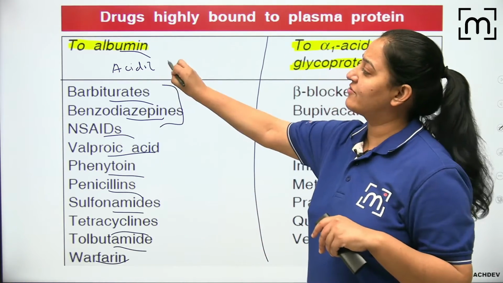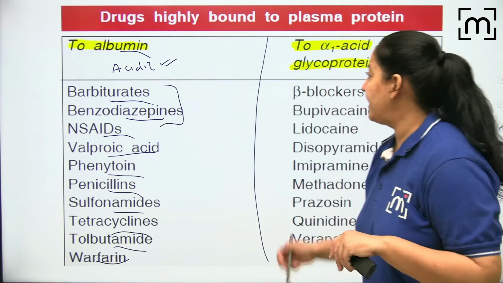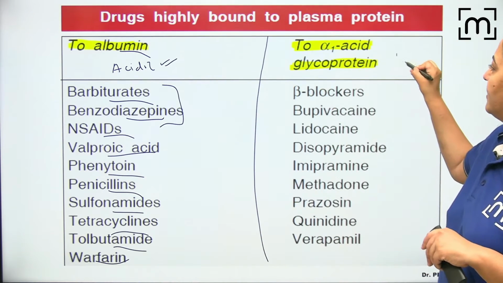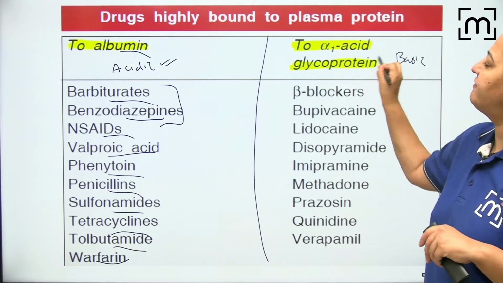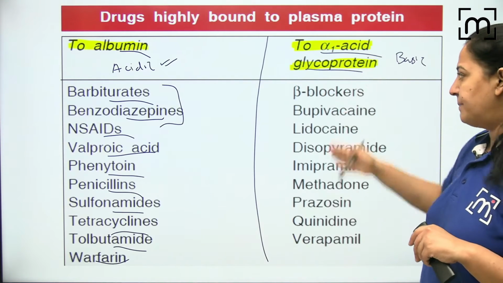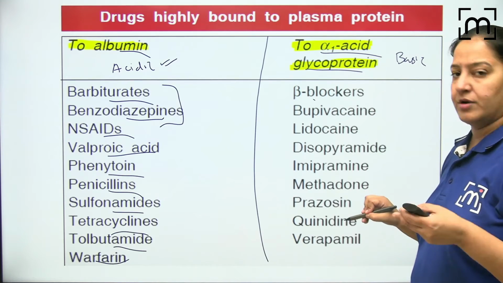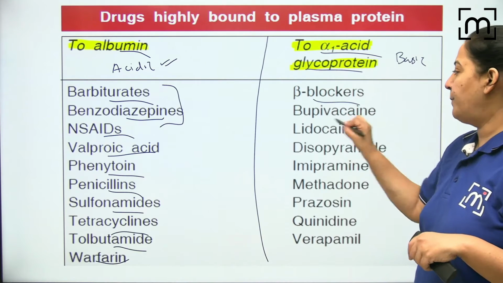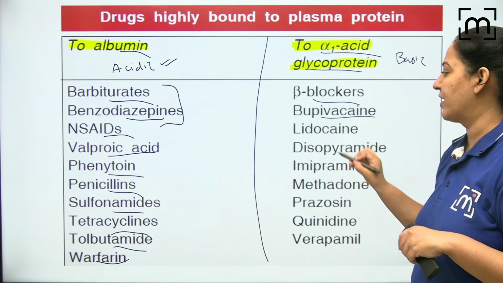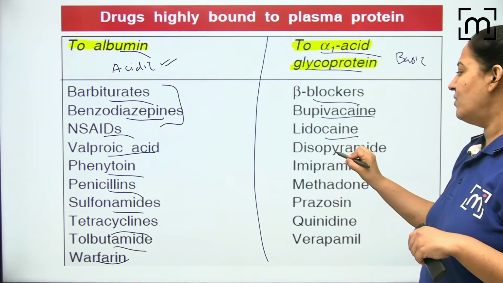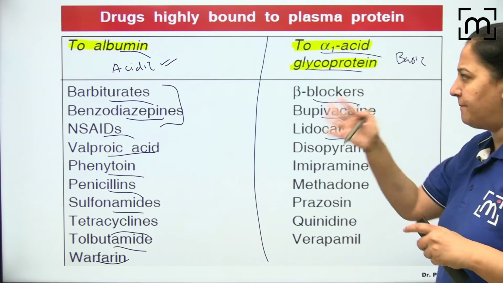These all are acidic drugs which are commonly used, right? And among the basic drugs, all the basic drugs bind with alpha 1 acid glycoprotein. The examples are in front of you, the important, common examples. Beta blockers, you know what beta blockers are, right? Bupivacaine, the anesthetic drug. Lidocaine. You can learn a few examples of both sides.